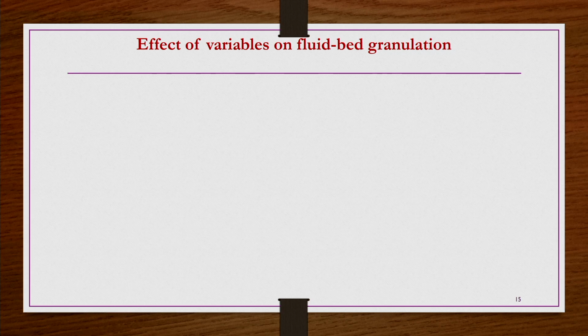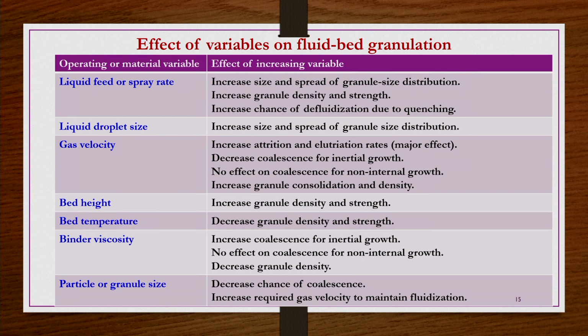Okay, so now we will see the effect of variables on fluid bed granulation in a tabular column. Let us say we have different operating or material variables, then what is the effect of increasing each variable? If you consider liquid feed spray rate, then increasing it increases the size and spread of the granule size distribution, increases granule density and strength, and increases the chance of defluidization due to quenching.